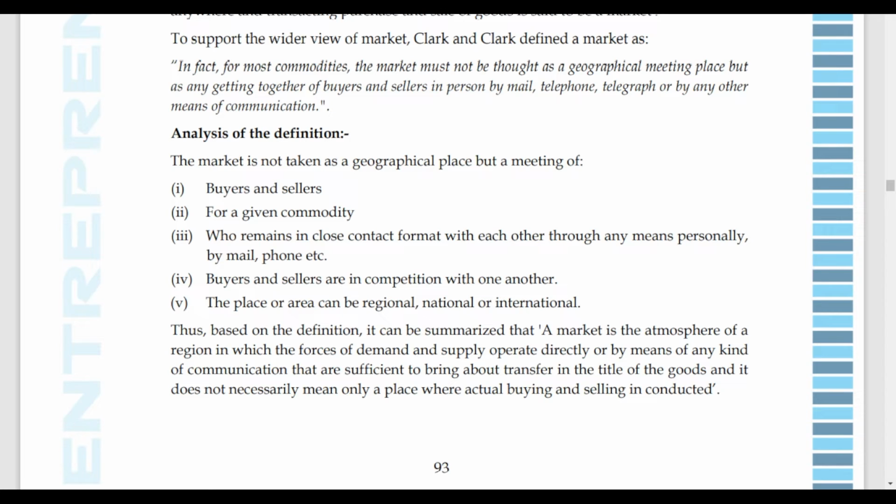Thus, based on the definition, it can be summarized that a market is the atmosphere of a region in which the forces of demand and supply operate directly or by means of any kind of communication that are sufficient to bring about transfer in the title of the goods, and it does not necessarily mean only a place where actual buying and selling is conducted.